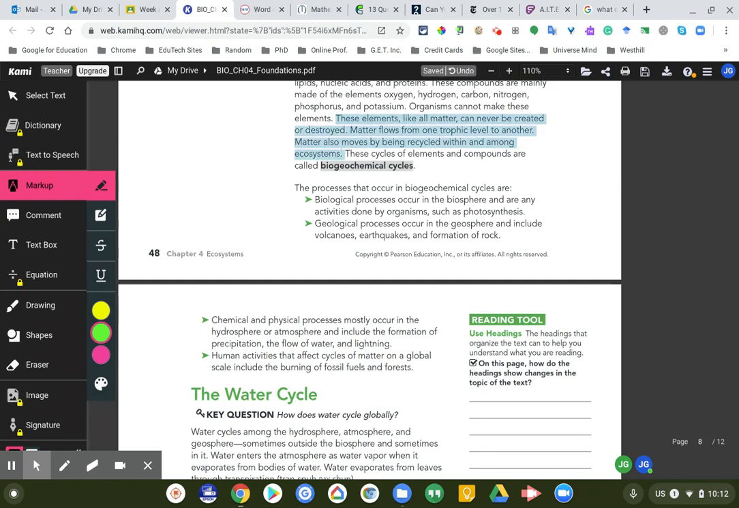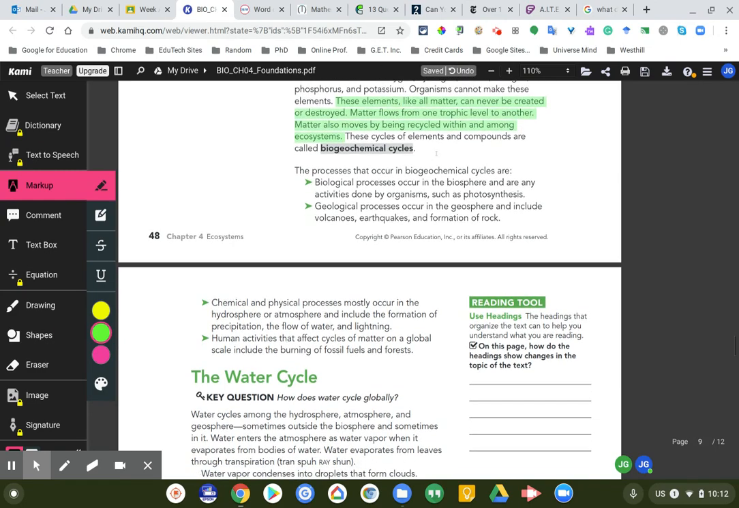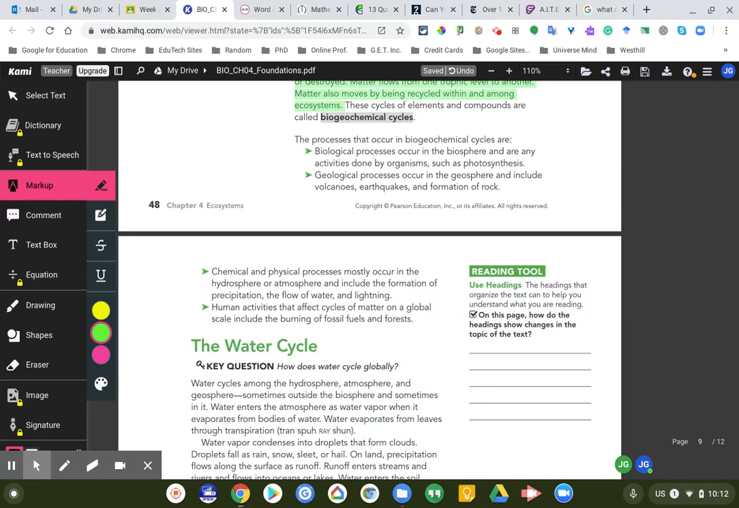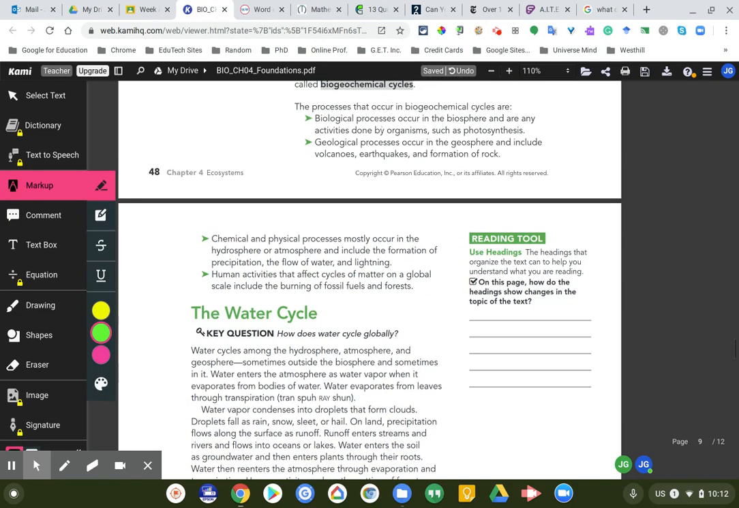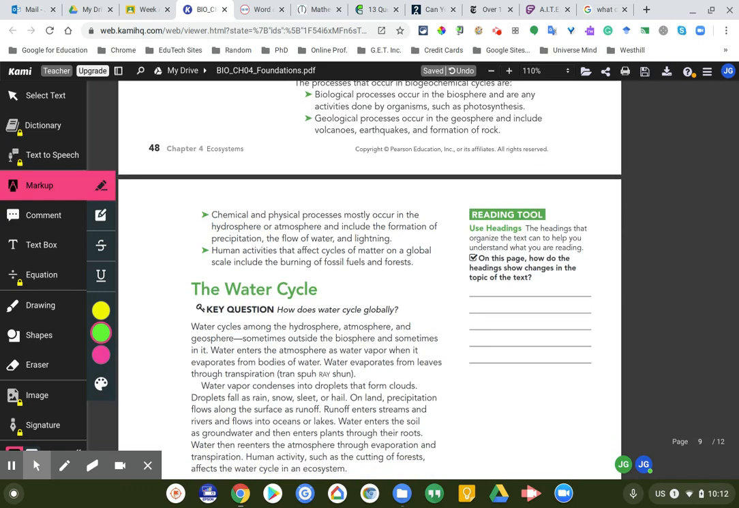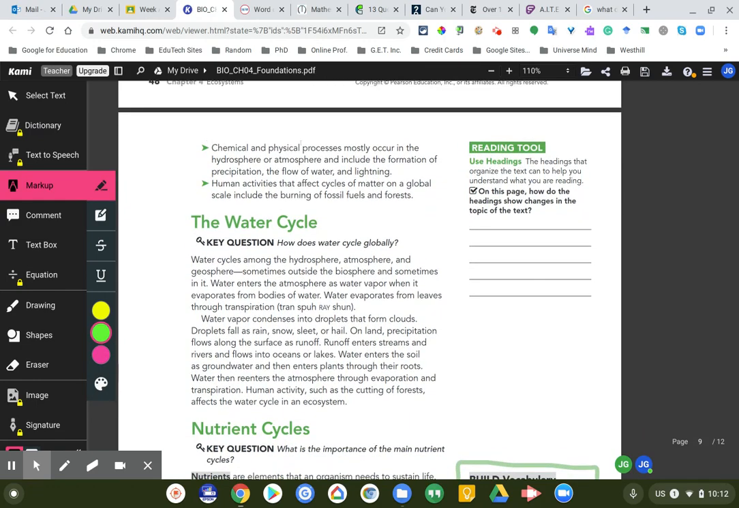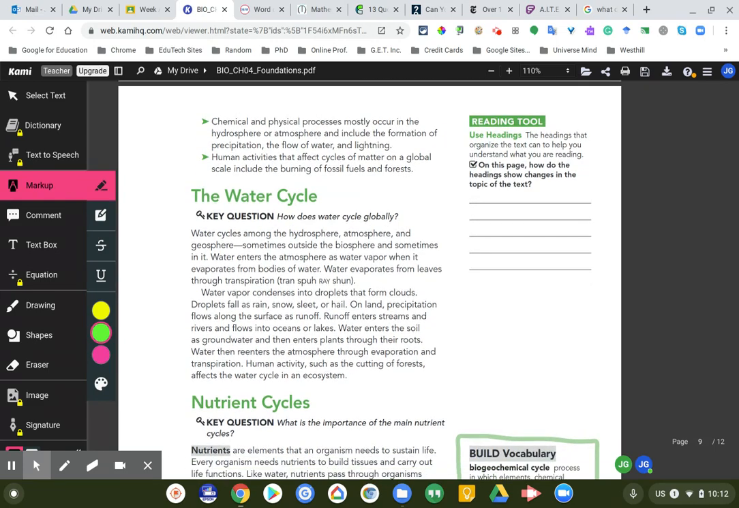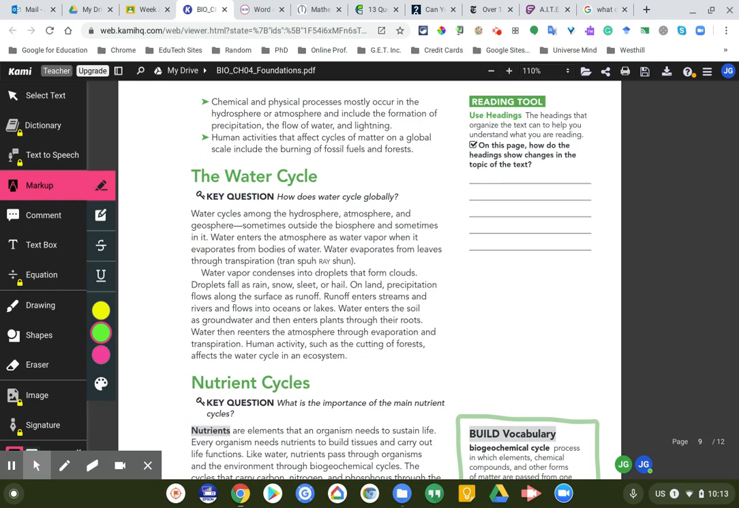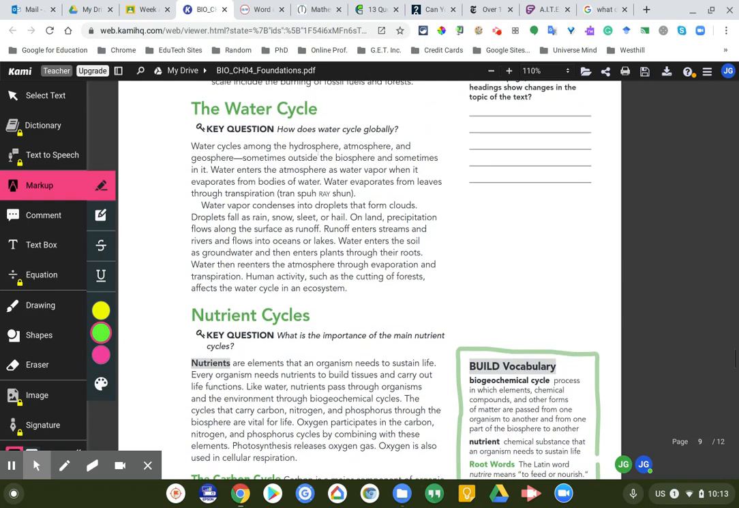Okay, these cycles of elements and compounds are called biogeochemical cycles. These cycles occur in the biosphere, done by organisms. Geological processes occur in the geosphere and include volcanoes, earthquakes, and formation of rock. Chemical processes mostly occur in the hydrosphere or atmosphere and include the formation of precipitation, the flowing of water, and lightning. Human activities that affect cycles of matter on a global scale include the burning of fossil fuels and forests. And that's, we have some issues with that.